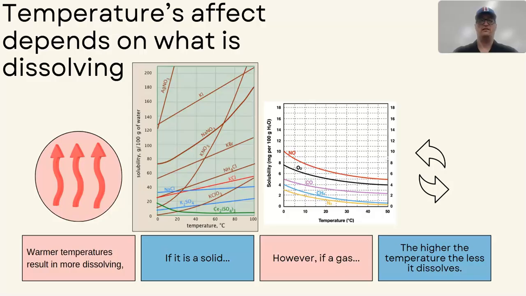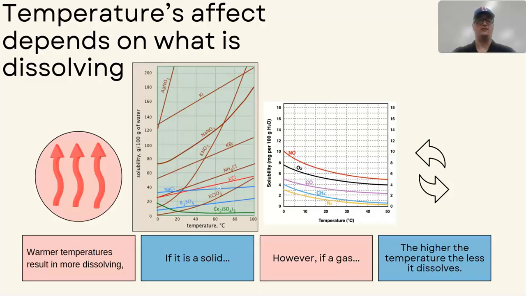In a solid, when you warm it up, more of it generally dissolves, with a few exceptions, like something super large, like cerium. I think Ce is cerium. It's been a long time for that one. But most of it goes up. And that's because you need more energy to break the attractions between ions. So the more energy you have, the higher the temperature, the more that you can dissolve.